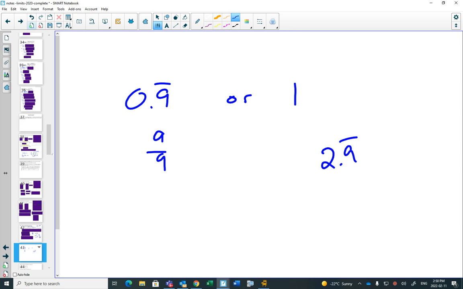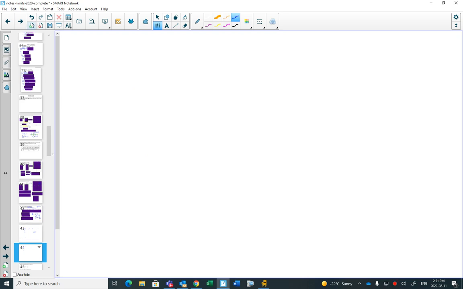Now, this pattern of just saying anything repeated is over 9, so it's 9 over 9, so it's 1, I find often students don't feel like that's a very convincing way of saying that 0.9 repeated is 1, because it seems like I'm kind of flexing it a little bit. So you could try to show 0.9 repeated is equal to 1. If two numbers are different, there's always a number in between them because of how numbers are infinite. There is no number in between 0.9 repeated and 1. Hence, they must be the same.